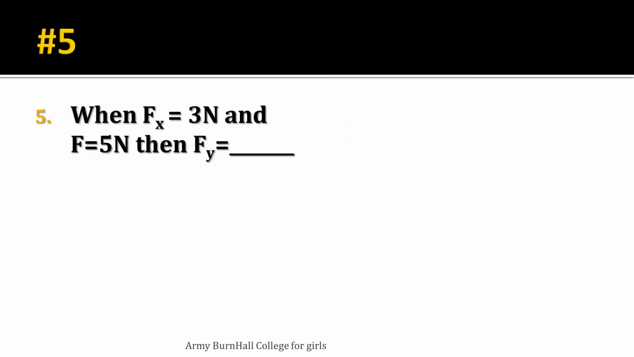Number 5. When Fx is equal to 3 Newton and F is equal to 5 Newton, then Fy is equal to what? Option A 6 Newton, option B 4 Newton, option C 2 Newton and option D 0 Newton. What is given? The x component is given and the resultant force F is given. We have to find out the y component.